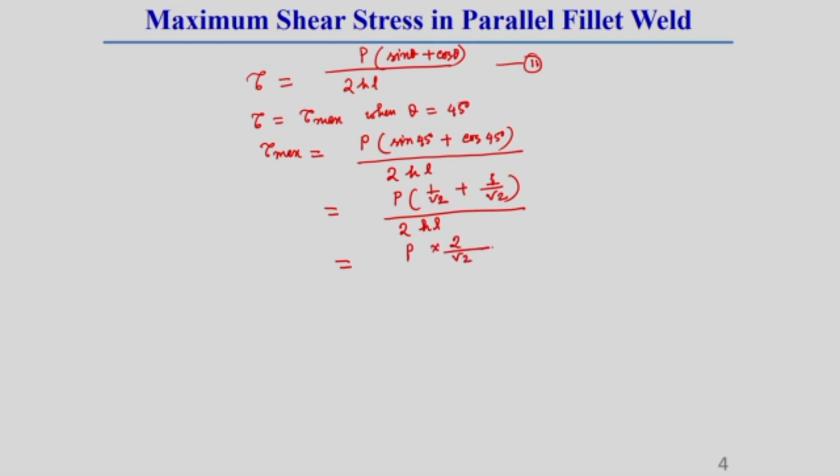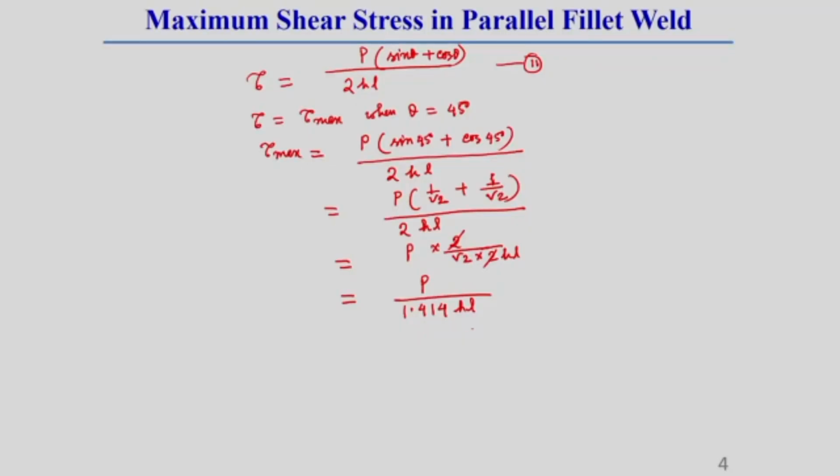P by 2 root 2 into 2HL. So, this 2 will be cancelled out, and we get P by root 2, whose value is 1.414, into H into L. So, the maximum shear stress for a double fillet weld, if it is subjected to a parallel force P, is generated in this fillet weld at an angle theta with the horizontal axis, and this maximum shear stress inside this plane will be P by 1.414 H into L.